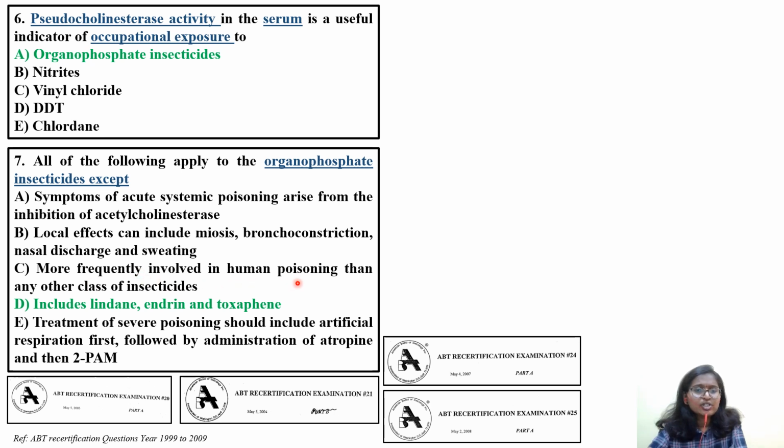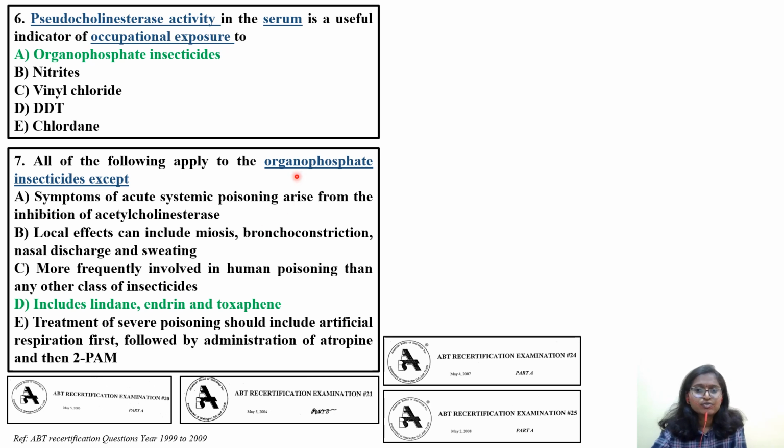More frequently involved in human poisoning than any other class of insecticides. As I said, if you see the major class of pesticides, they contain organophosphates only. Humans are getting exposed at the time of manufacture in the factory, at the time of preparation, and also at the time of application, because humans are the people who are applying either to the plants or whichever the area of application might be. So there is a larger chance of getting exposed to these types of insecticides. So more frequently involved in human poisoning than any other class of insecticides.